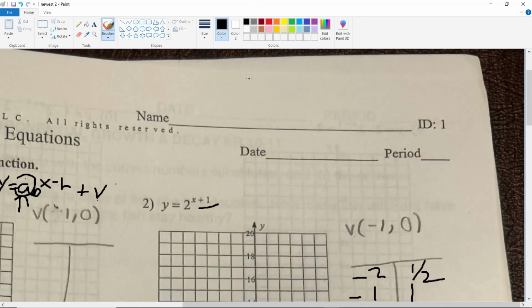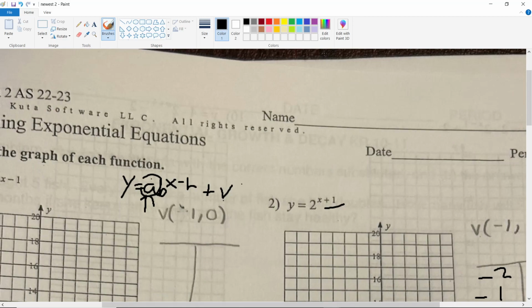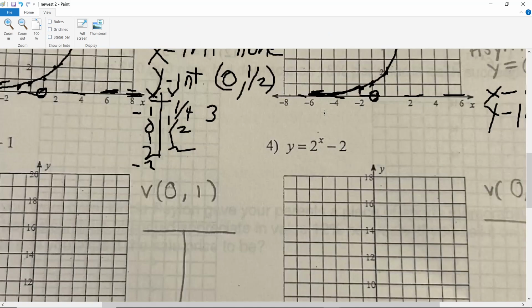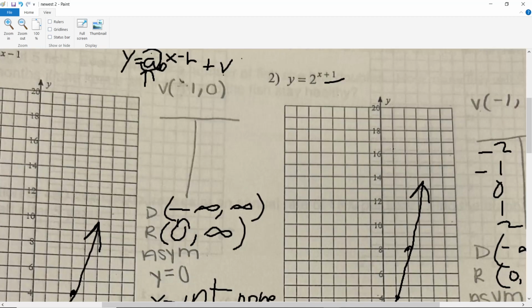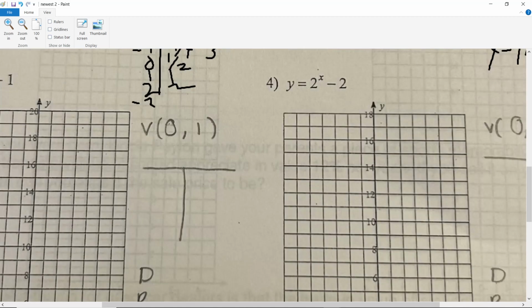Here's another one. Still, remember again, if a is positive in this general form, a times b to the x minus h plus v, and v is negative, then it will have an x-intercept. If a is negative and v is positive, it will have an x-intercept. The negative is not part of what's being raised to the exponent. It's like -3 times 2 to the x power. It means -3 times 2 to the x. If the number being raised to the exponent is negative, it's not an exponential equation.